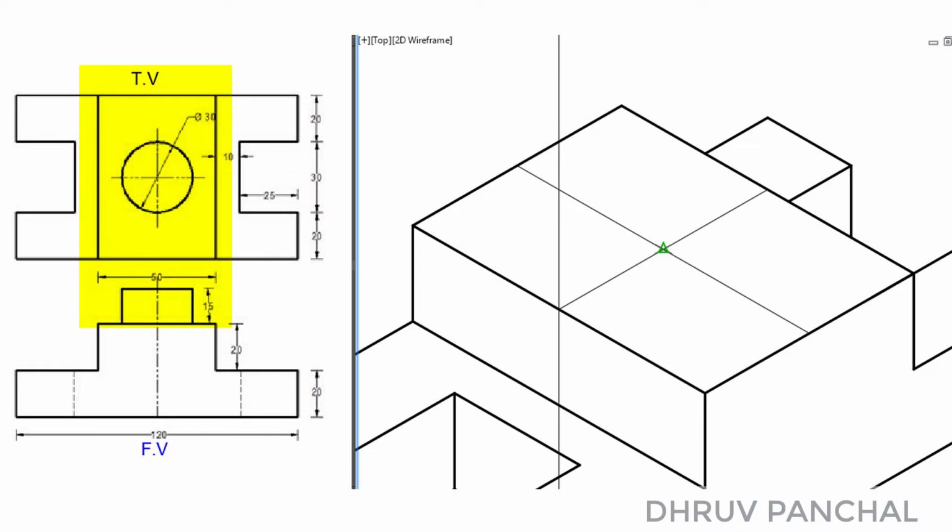Now, from this point, draw a line parallel to line OY of 15 mm. Draw a line parallel to line OX of 15 mm. Draw a line parallel to line OY of 30 mm. Draw a line parallel to line OX of 30 mm. Draw a line parallel to line OY of 30 mm and draw a line parallel to line OX of 15 mm and remove the extra lines as shown.